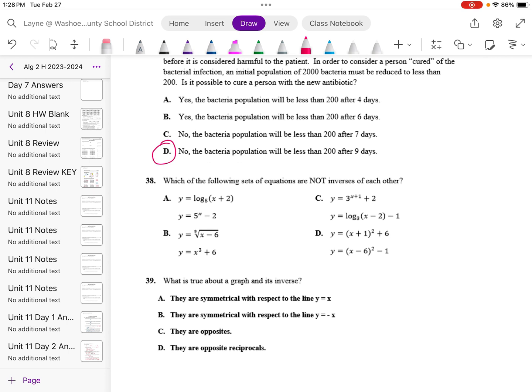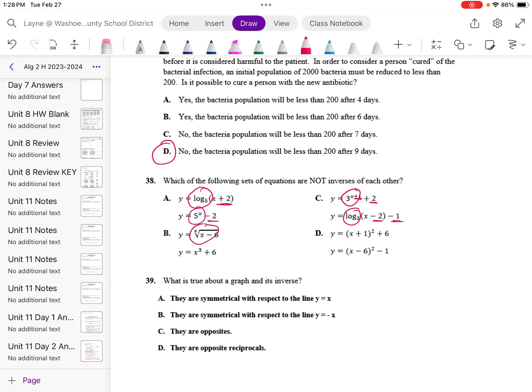All right, which of the following sets of equations are not inverses of each other? I'm just going to go through and look at each of these. The inverse of a log is an exponent, and this plus 2 is on the inside of the parentheses. This minus 2 is on the outside. That's opposite, so that's good. We like that. The inverse of an exponential is a log, so that's good. And the plus 1 up here becomes a minus 1 there. The plus 2 here becomes a minus 2 there. That all looks good to me.